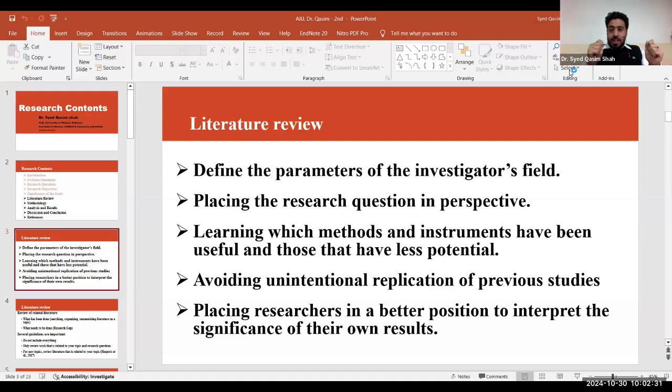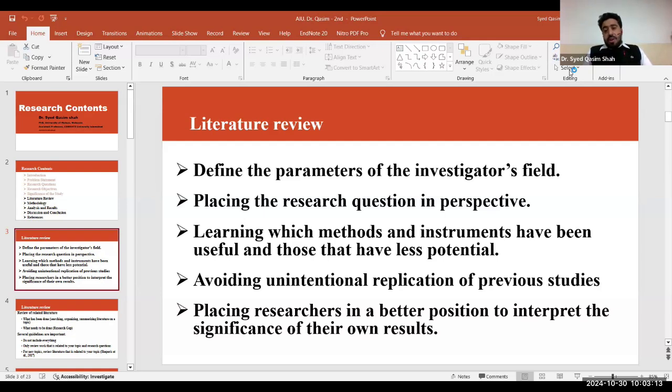The purpose of the literature review is that we are placing the research question in perspective, that is, the different perspectives regarding this research question in the literature. We need to remember that throughout the literature review, our focus is only one thing, and that is our research question. The perspective is our research question, and we talk about it in detail in the literature review.